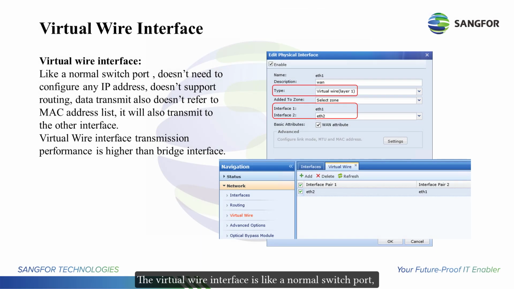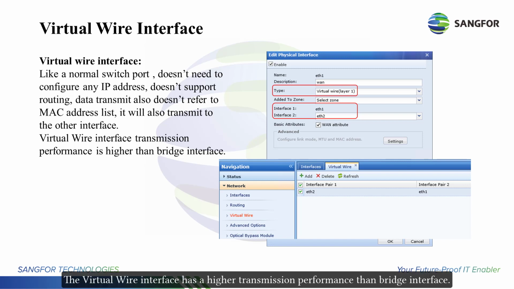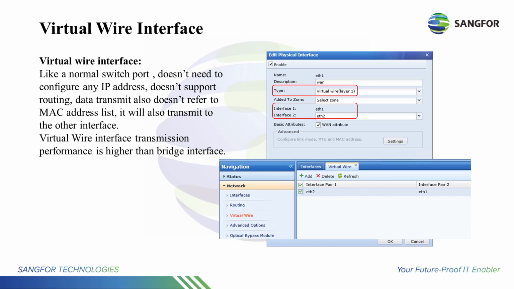The virtual wire interface is like a normal switch port. IP address is not configured as routing is not supported. Data transmission is not referred to MAC address list, as it is transmitted through other interface. The virtual wire interface has a higher transmission performance than bridge interface.